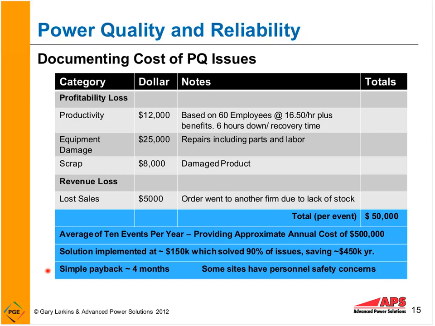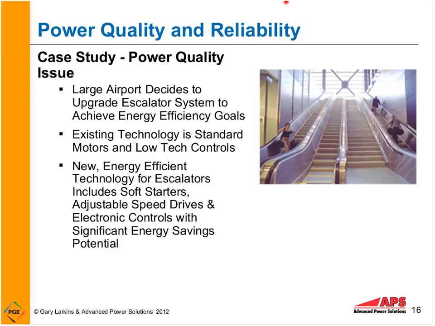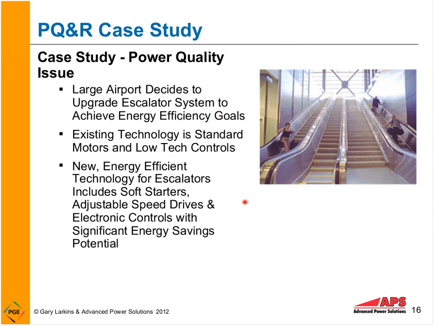Some sites have personnel safety concerns where it's not just the cost, it's also human safety that is at risk or of concern. Here's a quick case study. I recently completed a project. A large airport decided to upgrade their escalator system to achieve their energy efficiency goals. Very, very important. They were spending a lot of money driving these escalators with standard motors and low-tech controls, wasting a lot of energy. So they looked at a new energy-efficient technology for their escalators, including soft starters, adjustable speed drives, and electronic controls. There was significant energy savings potential, which they'll realize.